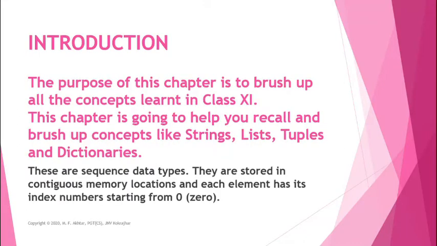Introduction. The purpose of this chapter is to brush up all the concepts learned in class 11. This chapter is going to help you recall and brush up concepts like strings, lists, tuples and dictionaries. As we know, these are the sequence data types. They store elements in a sequence, in contiguous memory locations, and each element has its own index number which starts from 0 and goes up to n, where n is the total number of objects stored in that sequence data type.